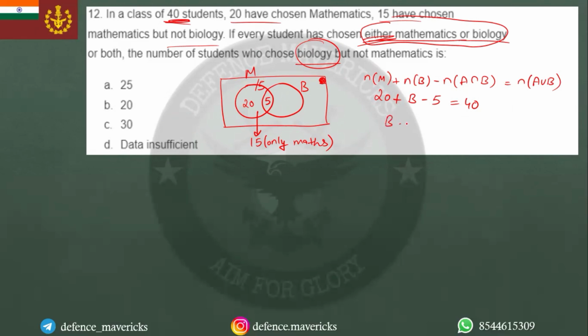So what does B come from here? B comes out to be 25. But remember that this is entire bio. What they have asked is bio but not maths. तो not maths वाले ये 5 को माइनस कर दो. So they have asked B minus M. So B minus M will be 25 minus this intersection, which is 5, so 20. Okay. So see, the first option will be 25. The first option is biology. But what they have asked is bio but not maths.